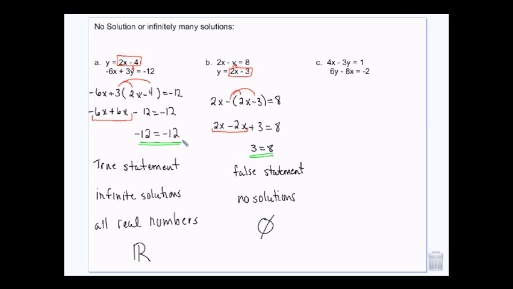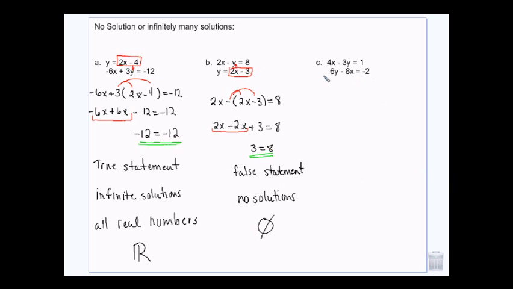So if you get two numbers and they are actually equal, it's all solutions, infinite, all real numbers. If you get a number equals another number and it's not true, then you have no solutions.